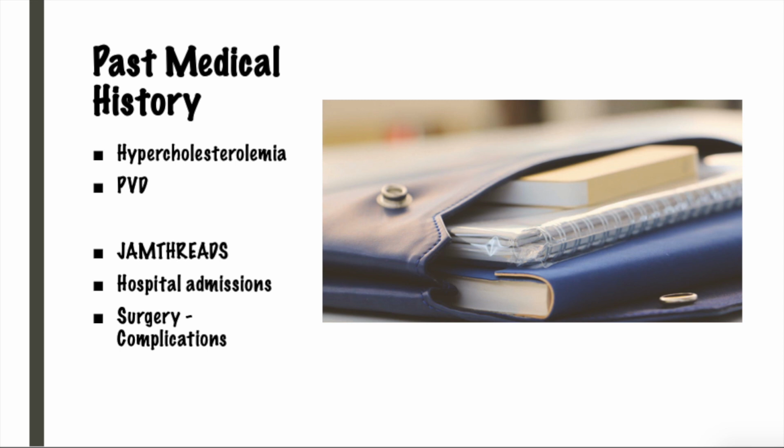Next up is his past medical history. I like to use JAM THREADS to make sure I've covered all important causes. This includes asking about jaundice, anemia, MI, thyroid disease, hypertension, rheumatic heart disease, epilepsy, asthma and COPD, diabetes and stroke. When considering a cardiac cause, make sure to ask about high cholesterol levels and peripheral vascular disease.